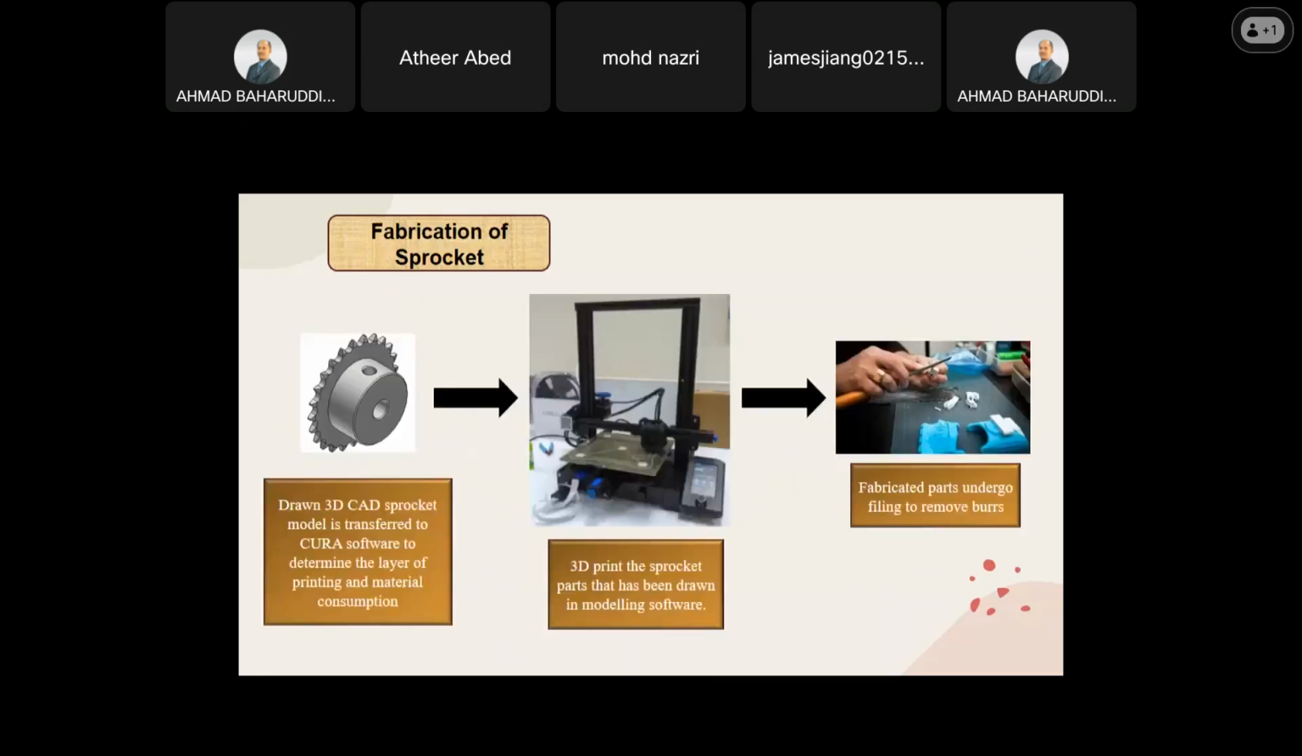Okay, so this is the fabrication of the sprocket. I drew the sprocket using SolidWorks and then transferred it to the 3D printer. And then using the Ultimaker Cura software, I fabricated the part, and some of the burrs I removed through filing.